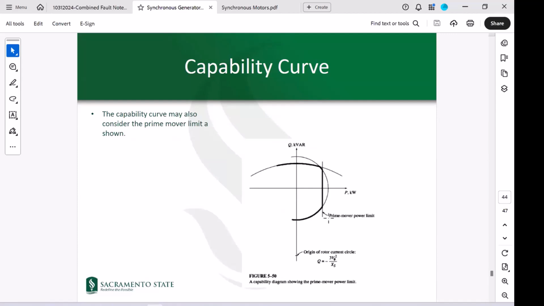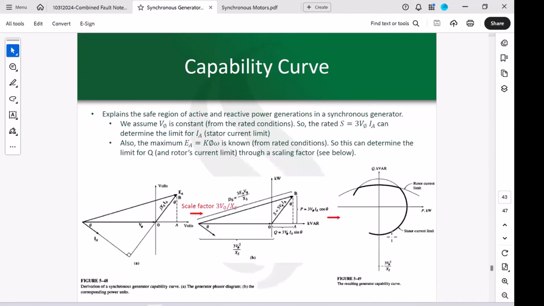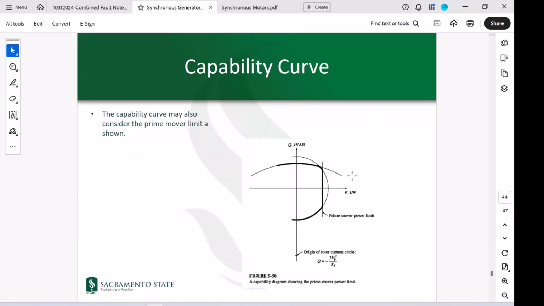There is another region that we might consider in this capability curve, and that's associated with the maximum power that you can push from the prime mover on the mechanical side. So on the mechanical side, you may not be able to push more than this power that is shown with this straight line. So you can see that you are making your capability curve even stricter with respect to what you had in here. So this now becomes the area under which you should operate. You're limited by another factor in here, which is the prime mover power limit.